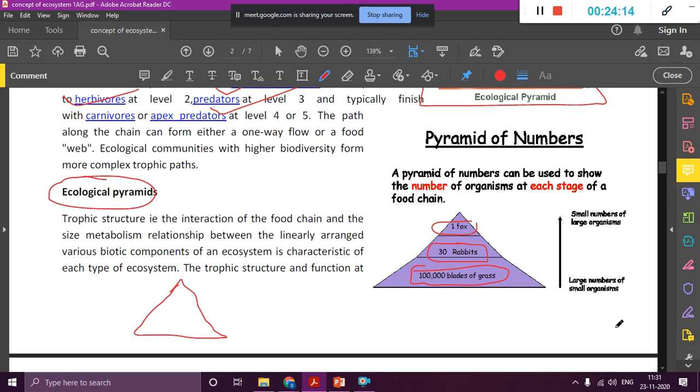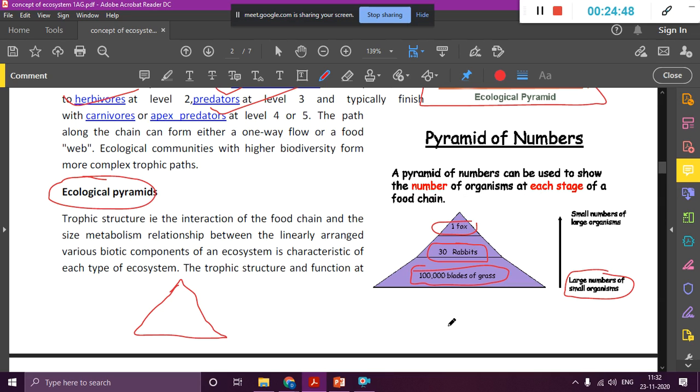So you have a large number of small organisms like your grass, the autotrophs. Then you have the primary consumers, the rabbits, which are a bit less, and then you have the fox, which is on top. Such a pyramid or structure is known as a pyramid of numbers, and a pyramid of numbers can be used to show the number of organisms at each stage of the food chain.